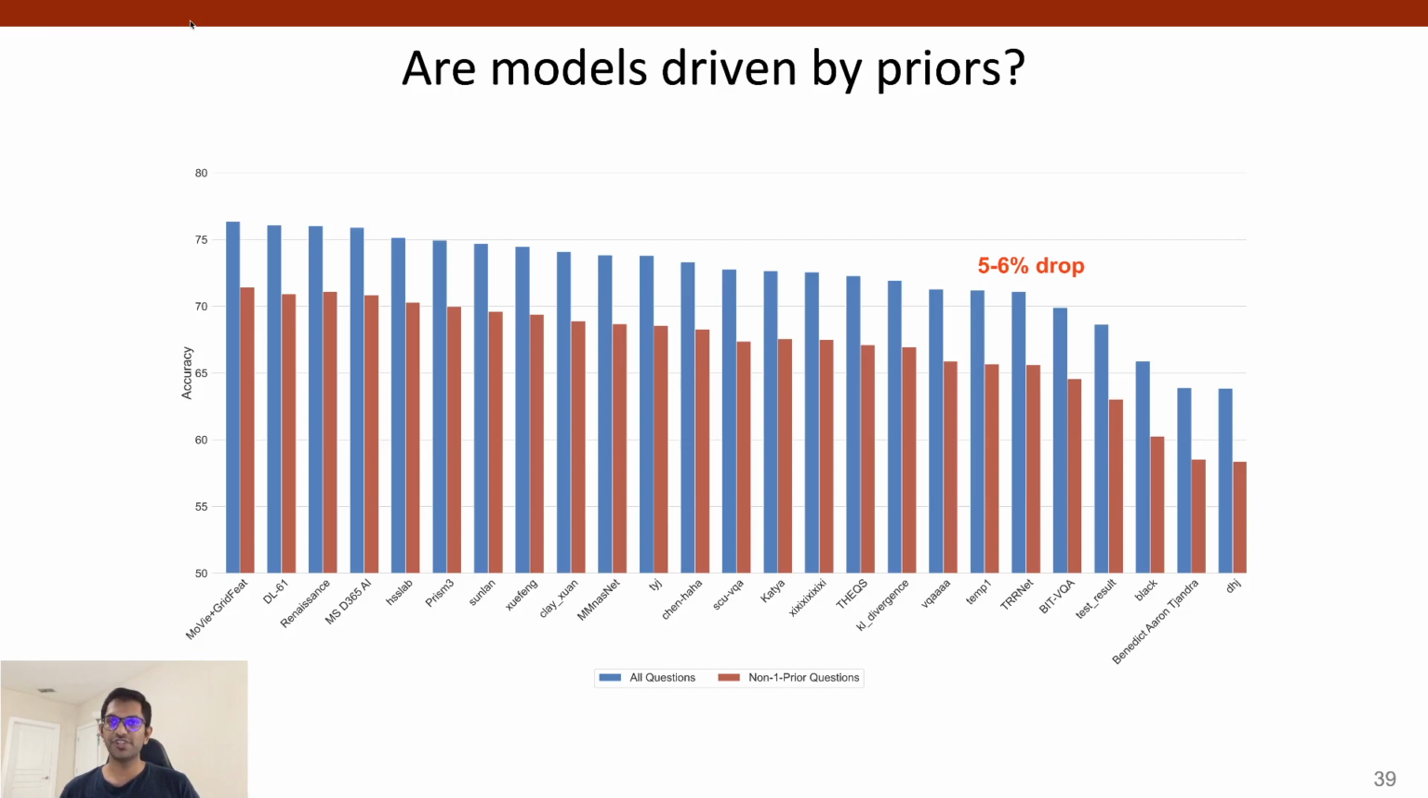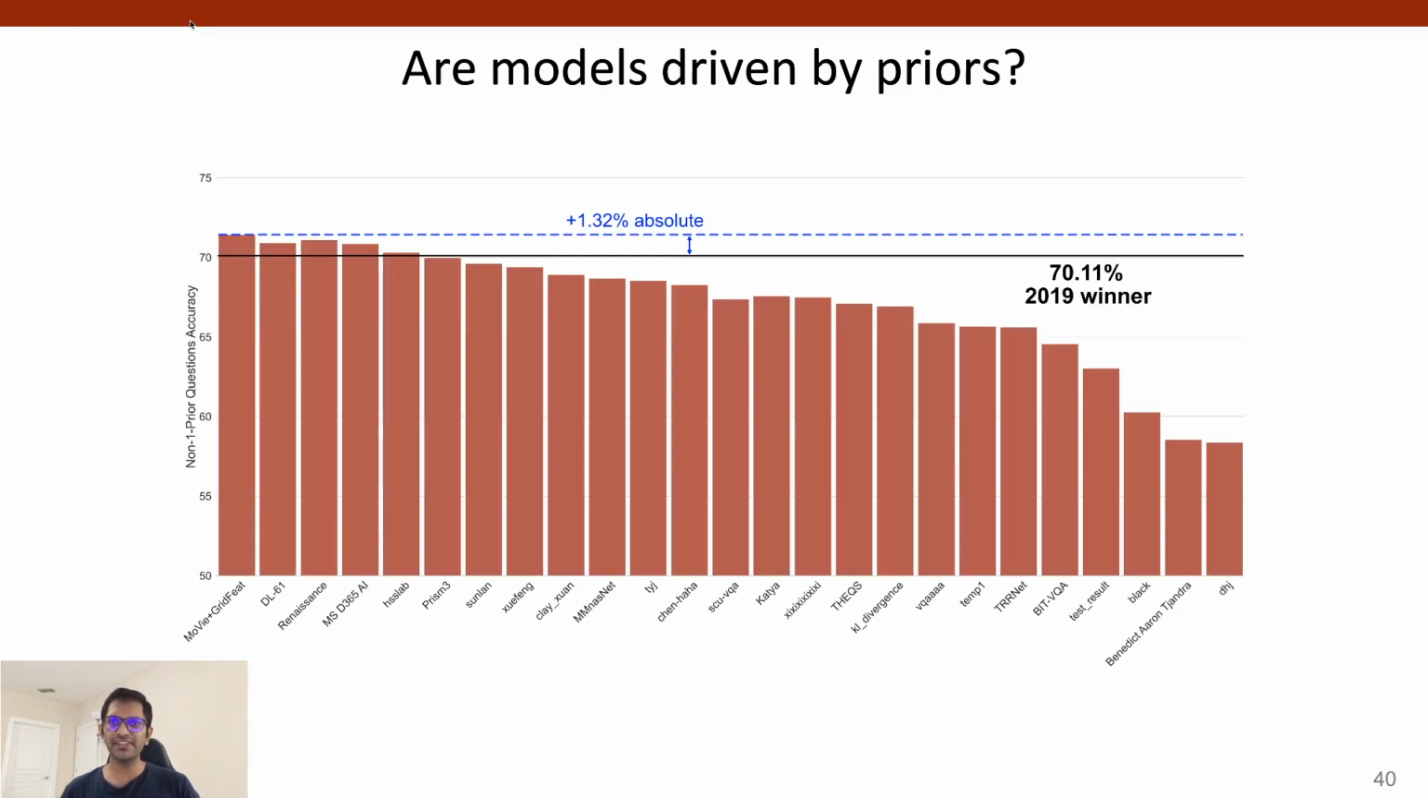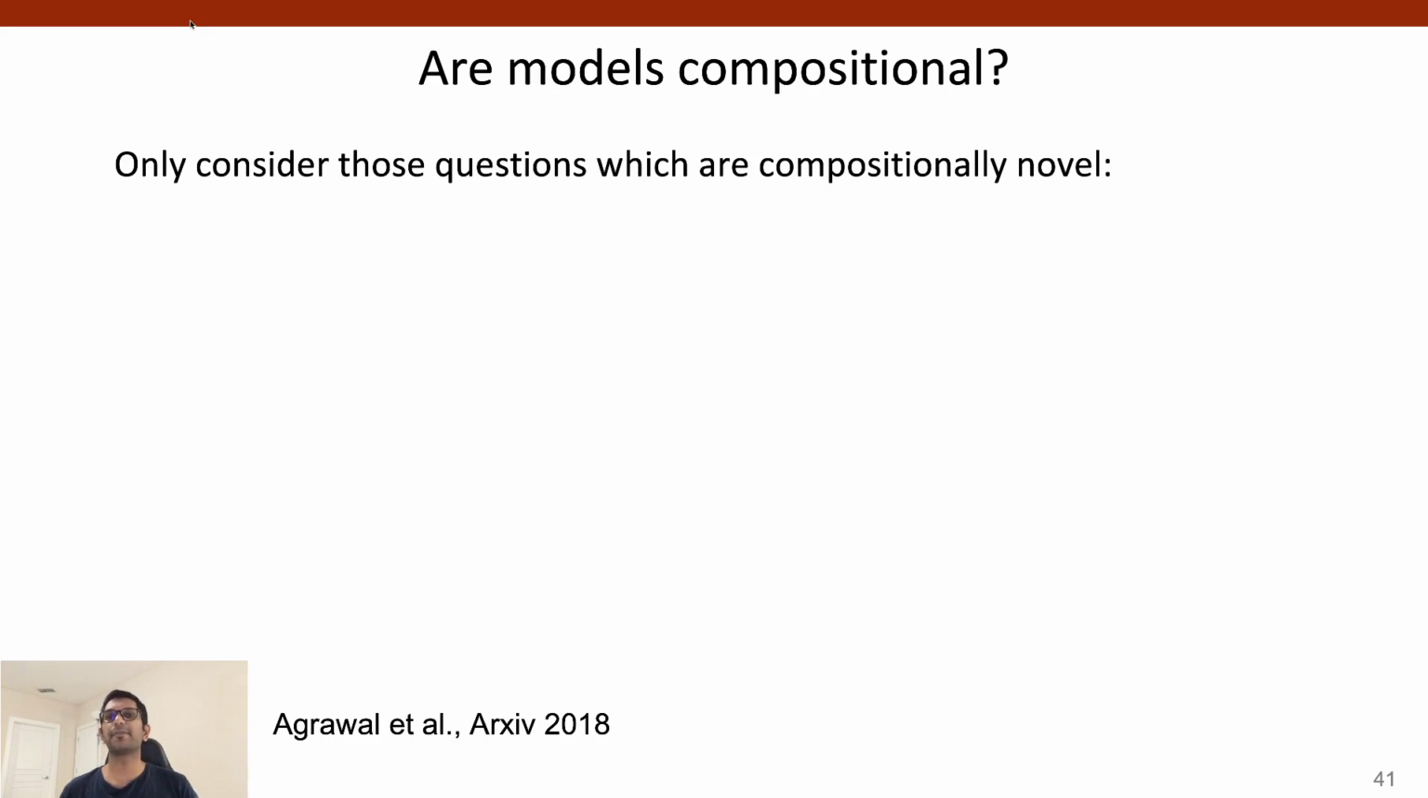In this plot, we show the accuracies of all entries for non-top-1 prior questions, and we compare this against the accuracies on all questions. We see that there is a drop of 5 to 6% in performance. Comparing this with last year, the best performance for non-top-1 prior questions improved by 1.3%.